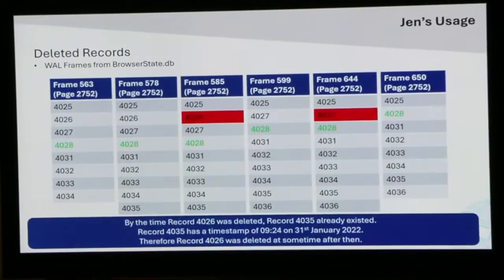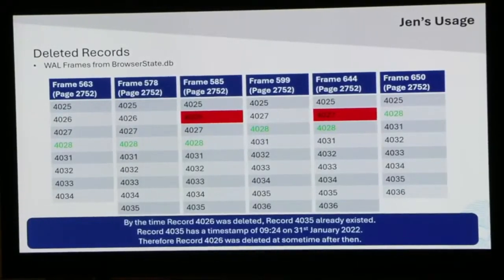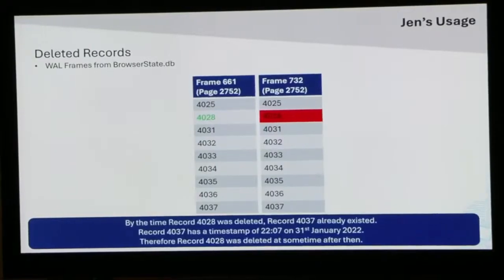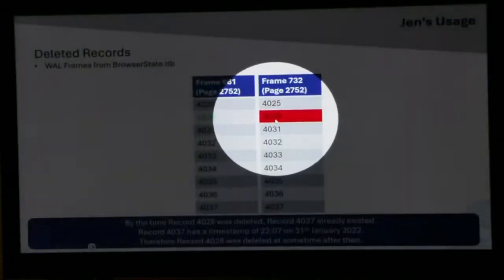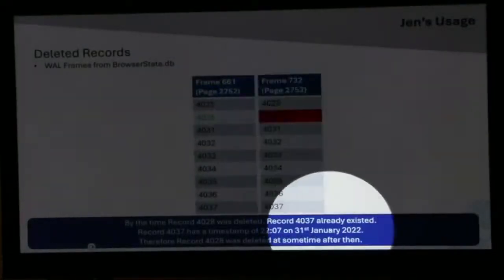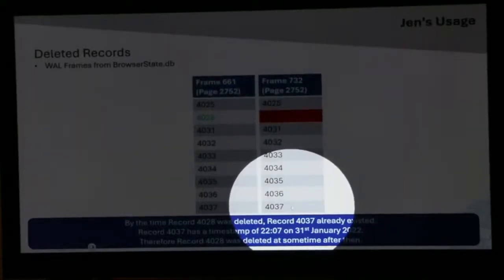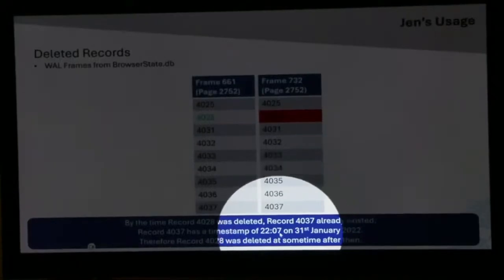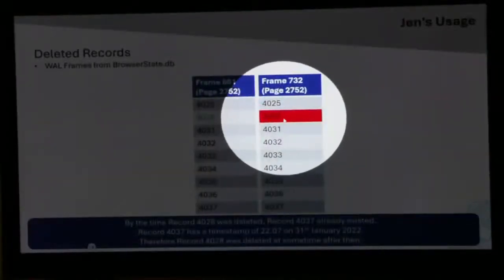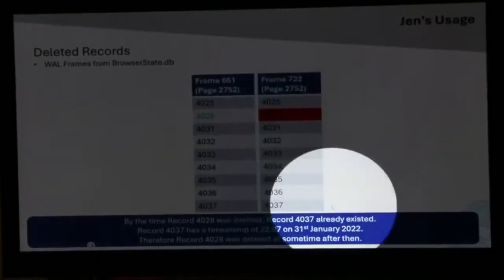We can continue to go along and continue to see records being added, edited and deleted, but the record of interest, 4028, still exists, even on frame 650. And in fact, it doesn't get deleted until frame 732. By the time the record related to Hoss Long dying in the cold is deleted, record 4037 already exists. Record 4037 was created after 22:07 on the 31st of January. Therefore, we know that the Hoss Long to die in the cold record was deleted at some point after 10 p.m. on the 31st of January.